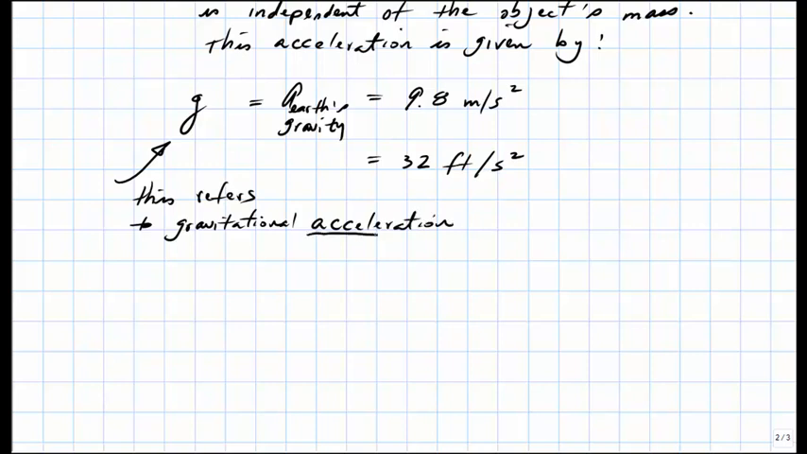So g, if we had to describe it in one word, the word is acceleration, not gravity. G is not gravity, g is gravitational acceleration. And as you can see, the value for g equals 9.8 meters per second squared, or in the British system, it's equal to 32 feet per second squared.